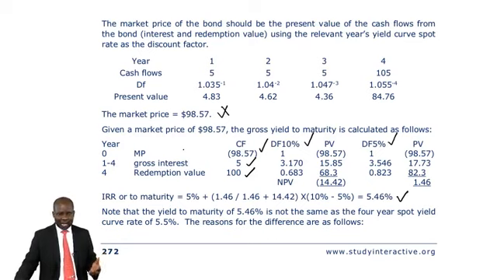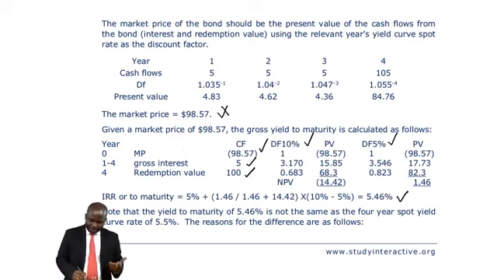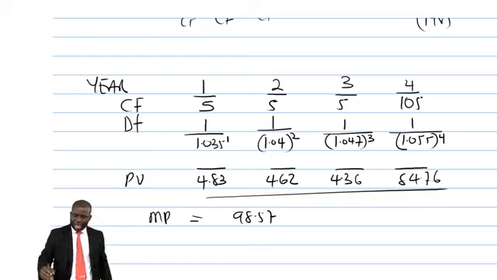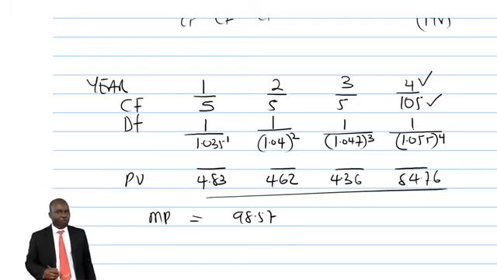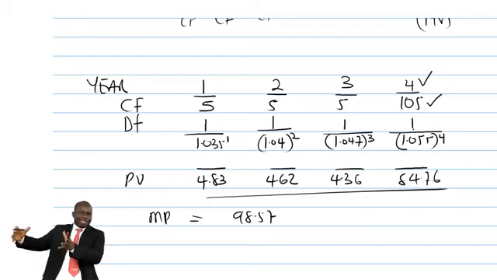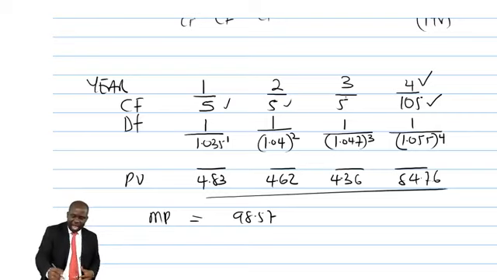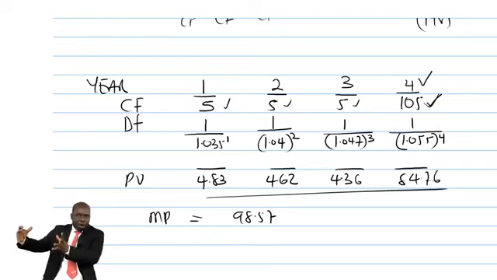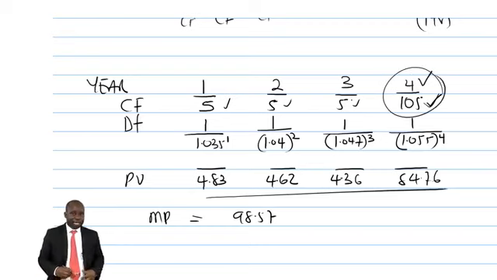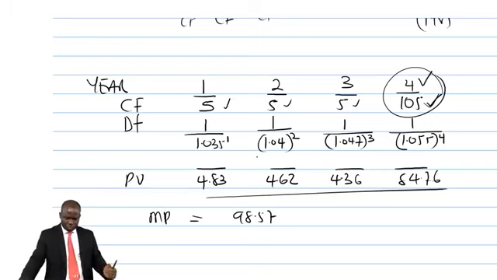Why is it closer? It is closer because the majority of the cash flows occurred in what? Year 4. Look here, 105. Therefore, the more weight, that's why we said it is the weighted average. The more weighting, here is 5, 5, 5. This is 105. The more weighting is associated with year 4. And as such, the average return will be moving towards the year that has the higher or more weighting. That is why it is closer to the 5.5. So that is basically that.